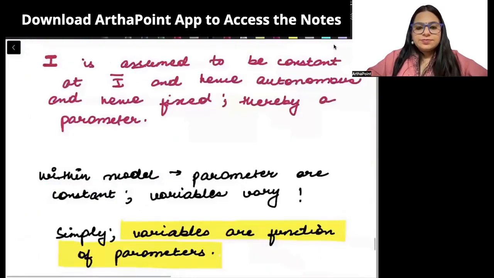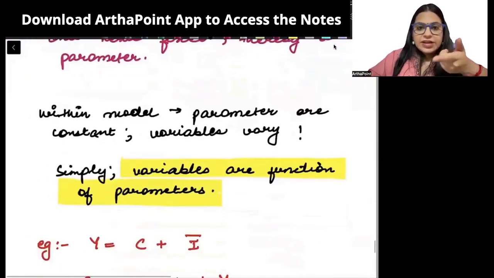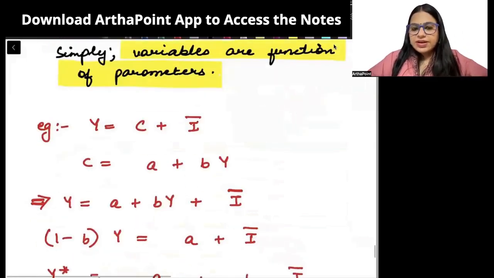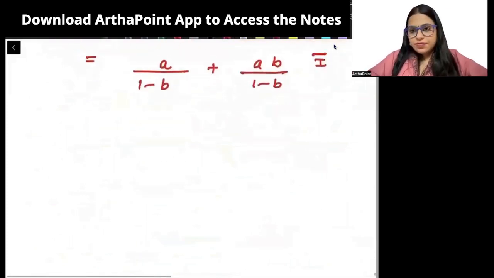Right? Okay, beta. So parameters are given to you within the model. They are constants. A variable is determined outside the model and it may vary. ठीक है.